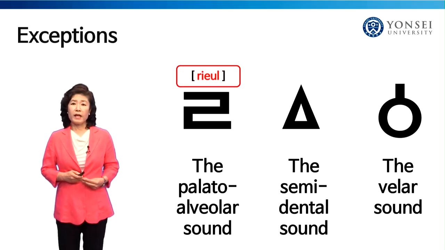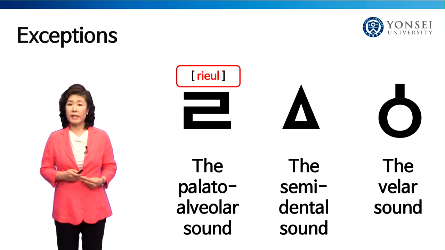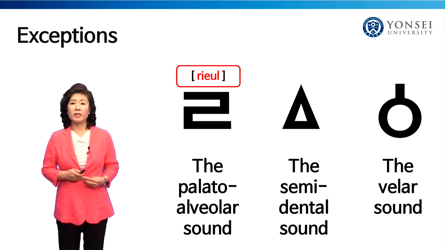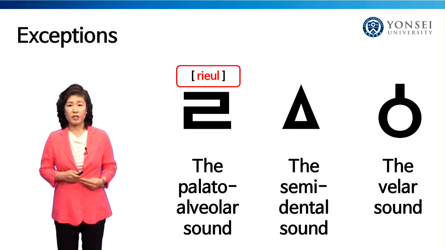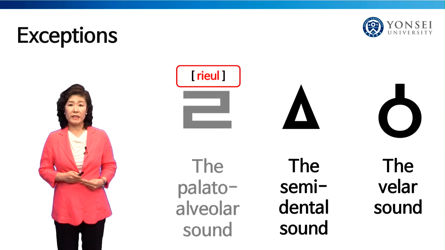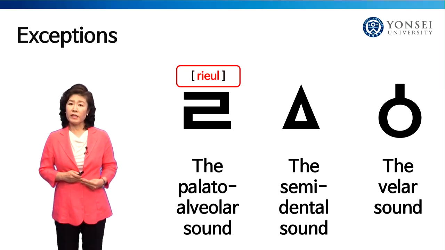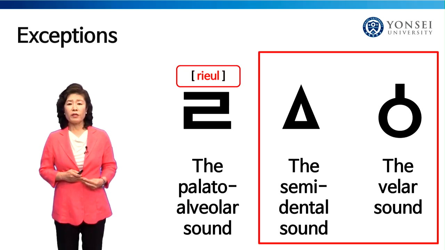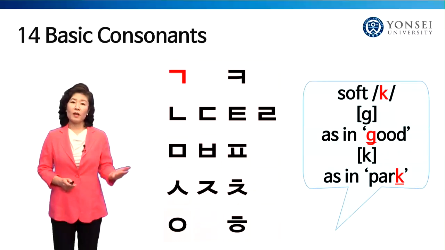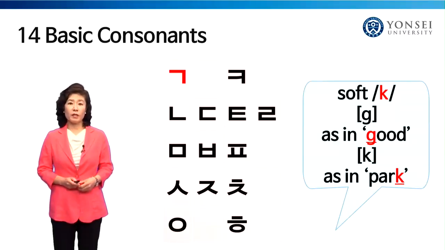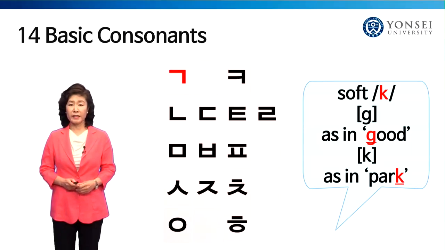You might have noticed that there are some letters missing from the list. There are these 3, and there are exceptions to the principle of letter formation. These letters are the palatal alveolar sound real, the semidental sound, and the velar sound, which was modeled after the throat. However, these 2 are not any longer in use. Okay, then shall we take a closer look at each of the consonants again?